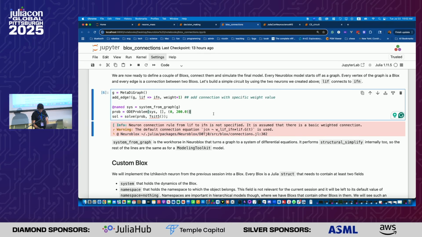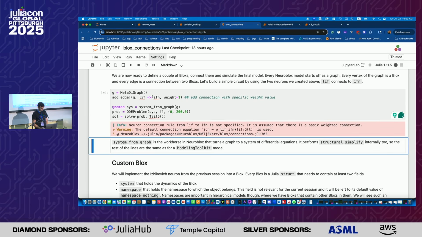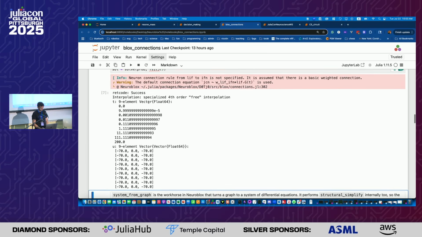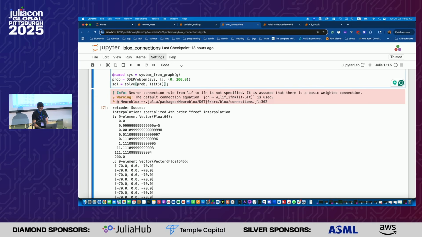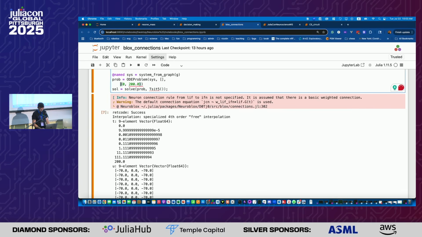Is this finished running? Okay, it doesn't print out the result. So there's your solution. Probably some nonsense, because it's just one neuron talking to another.